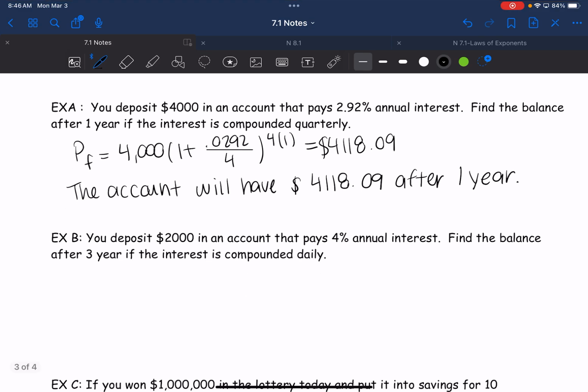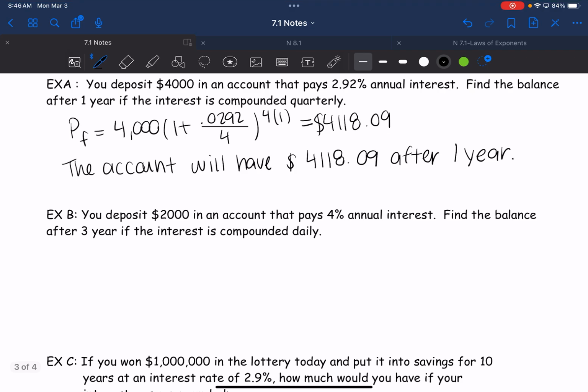Let's look at example B. Example B says we deposit $2,000 into an account that pays a 4% annual interest. Find the balance after 3 years if the interest is compounded daily. So again, it looks like they gave us everything we would need. They said we start out with how much money in the account? $2,000. So I got $2,000 times 1 plus, what's our rate?